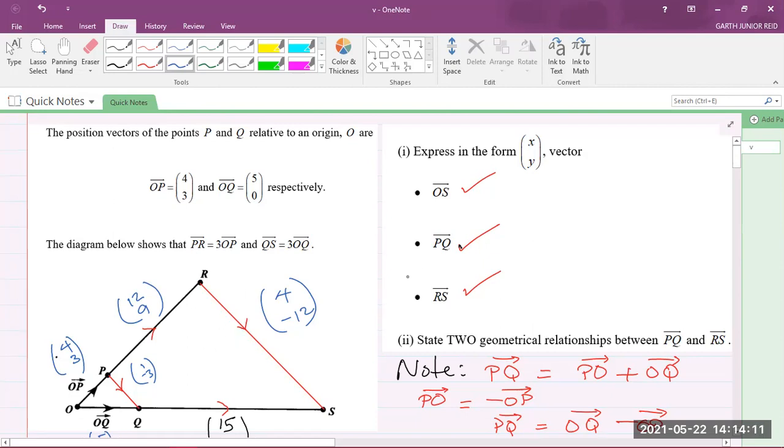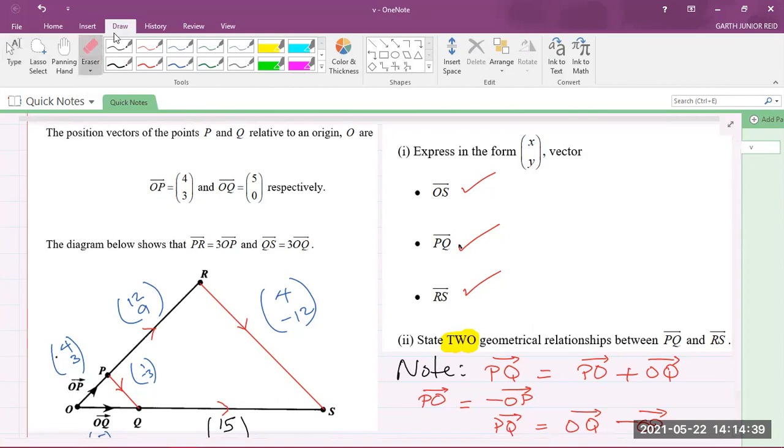But remember it said that we're to state two geometrical relationships. Saying that they're parallel vectors is just one of them. But what else do we notice? This might be a tricky one to notice, but we can look at it in terms of their magnitude, or their length. We're going to be looking at the length of the vectors.